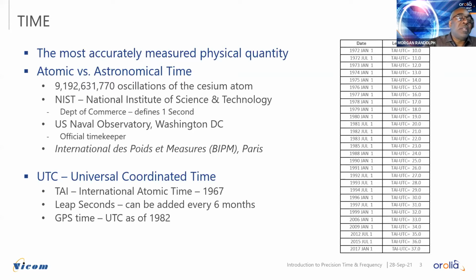There are a couple of other time factors, not protocols. You have GPS time, which has been aligned with UTC since 1982. You have TAI time, which is International Atomic Time, created in 1967. With that said, you also have the leap second. GPS time is 18 seconds different from UTC, and TAI time is 37 seconds different from UTC.